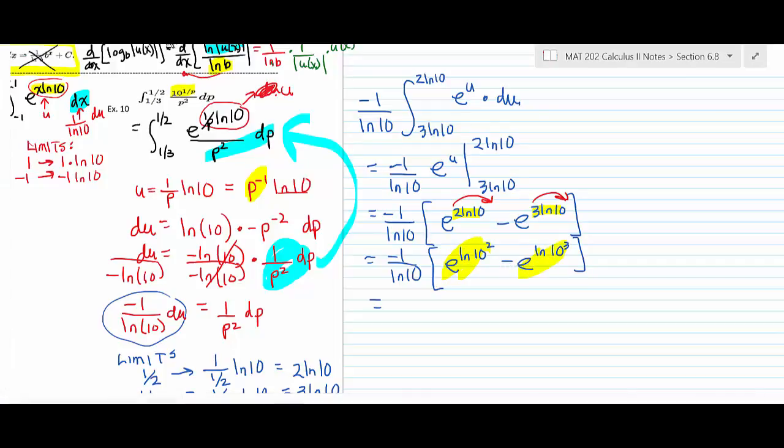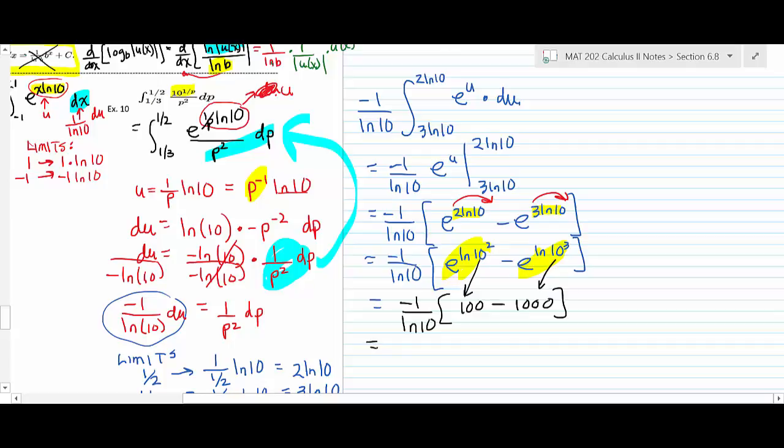10 to the third. Okay, so what you're going to end up having then is negative 1 over ln 10 times 10 to the second, which is 100, minus 10 to the third, which is 1,000. Then you work that out, and you would end up having negative 1 over ln 10 times, what, negative 900. So then the final answer of the problem should be positive 900 over ln of 10. Okay, and that's where you'd get your final answer.